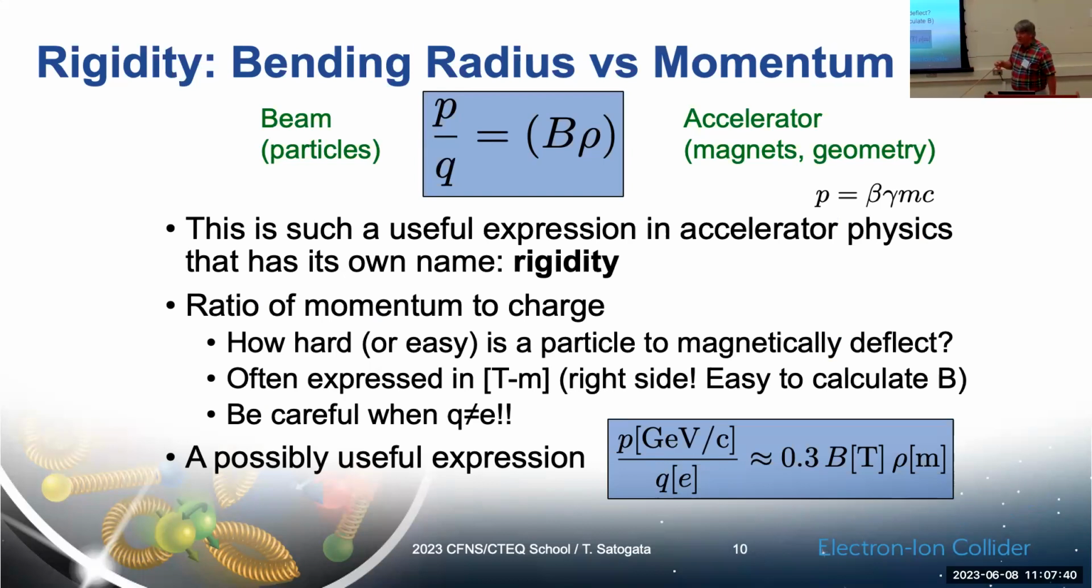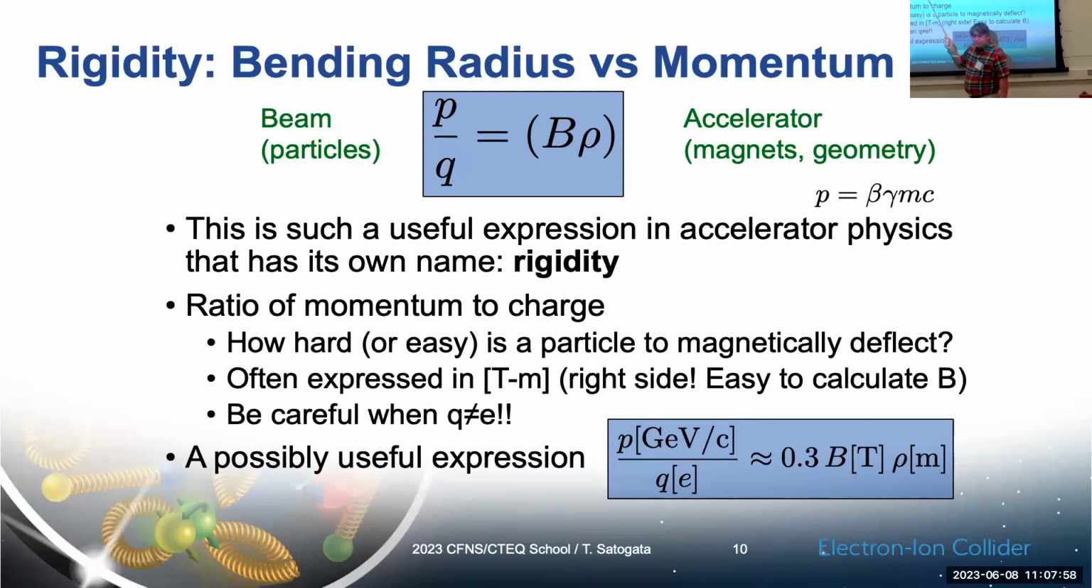So this equation, I repeat again, it's got its own name for us. It's called rigidity. And oftentimes you will hear accelerator physicists talk about the rigidity of the beam. Really, it is how hard the beam is to bend, right?